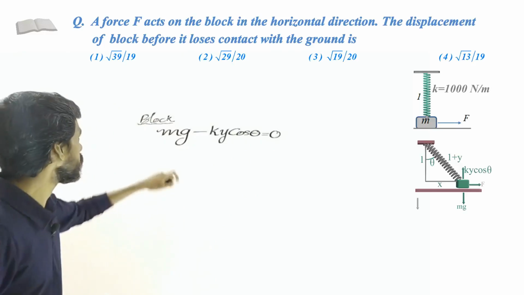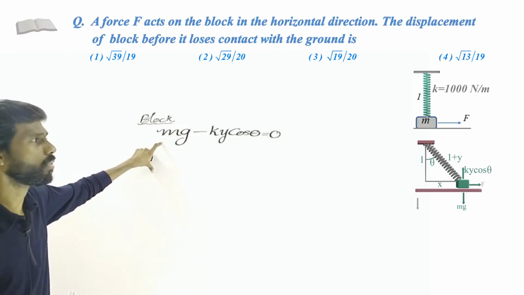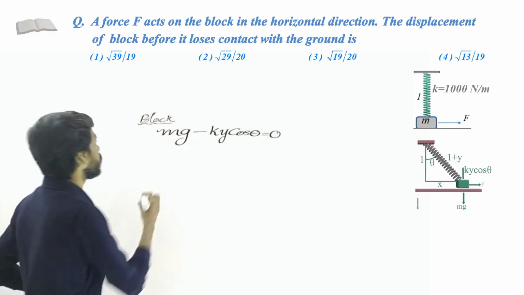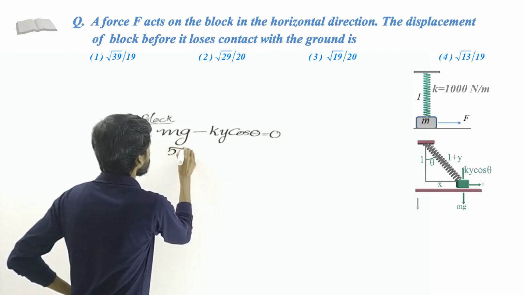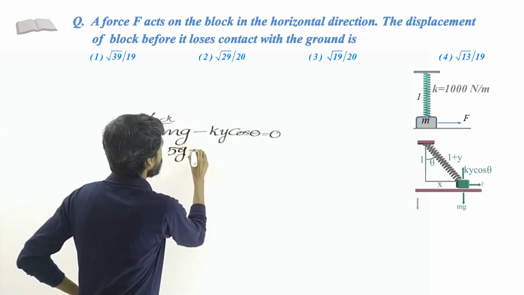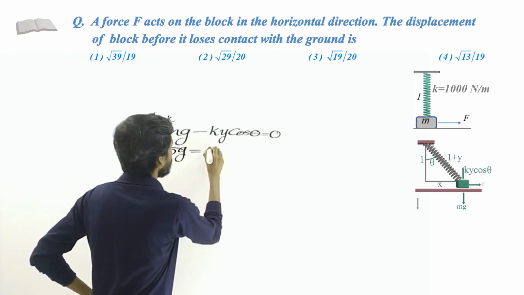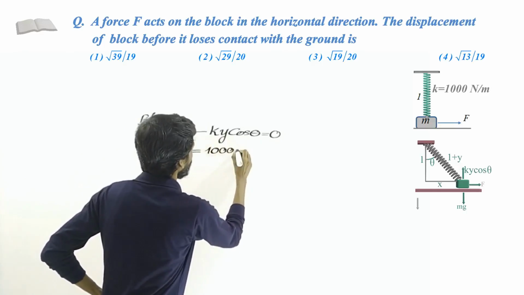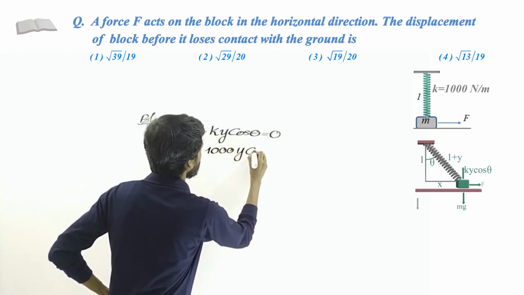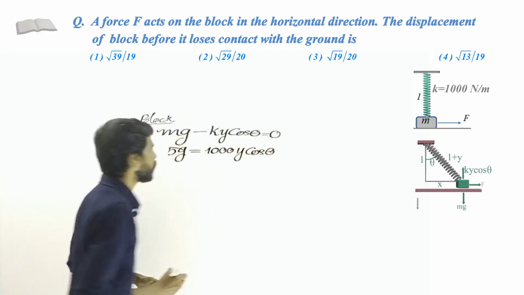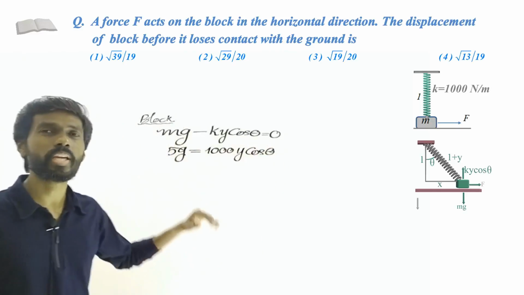So we get some relation. What is m here? That is the mass of the object, 5 kilogram, so mg is 5g, and that equals k. k is also given, I think 1000, times y multiplied by cos theta. Now we got some relation, so we can use it later.